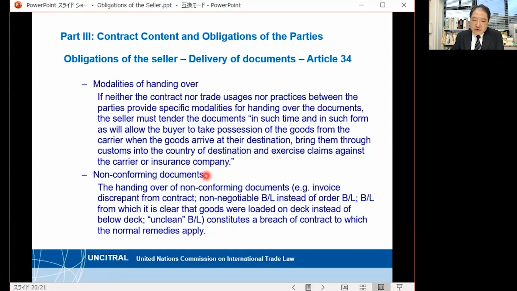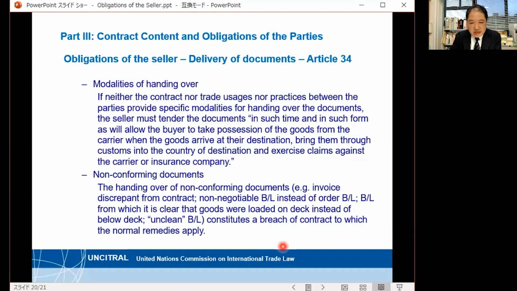The handing over of non-conforming documents constitutes a breach of contract to which the normal remedies will apply. What do I mean by non-conforming documents? Examples are invoice discrepant from the contract. In other words, an invoice where there is discrepancy between the contract price and the price indicated in the invoice. That is one example.